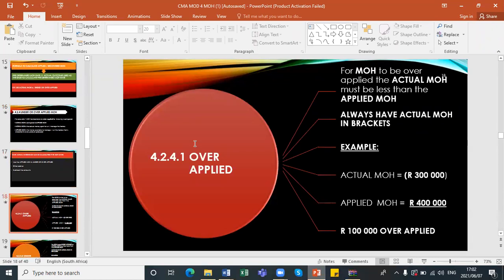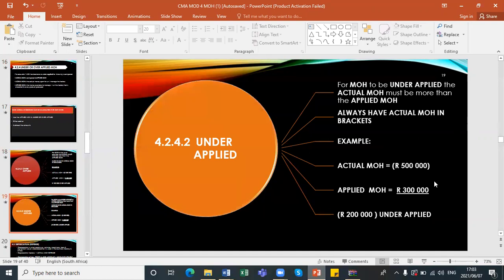Now I'm going to do over applied. For MOH to be over applied, the actual overheads must be less than the applied overheads. And actual overheads is always in brackets, whether you calculate over applied or under applied. If you look at my example here, actual overheads is 300,000 and it's in brackets. The applied overheads is 400,000. Therefore, your answer that you get here will not be in brackets. Therefore, it's over applied. Your applied is more than your actual overheads.